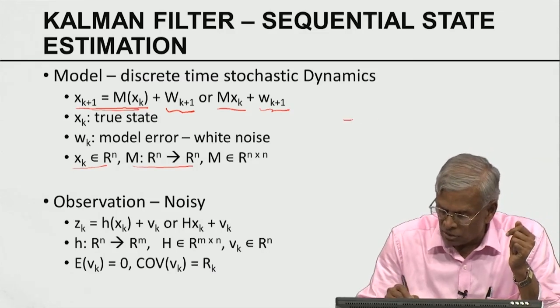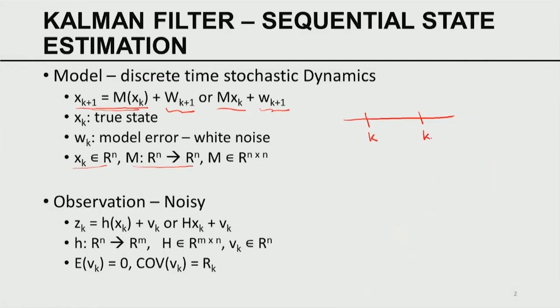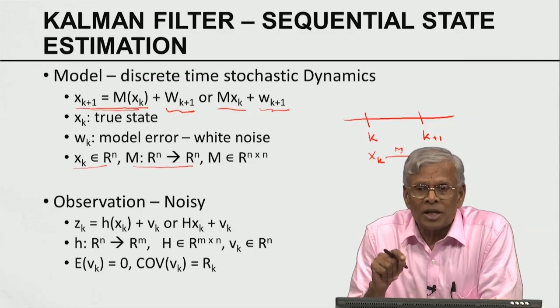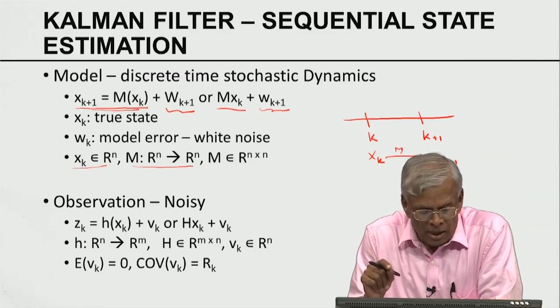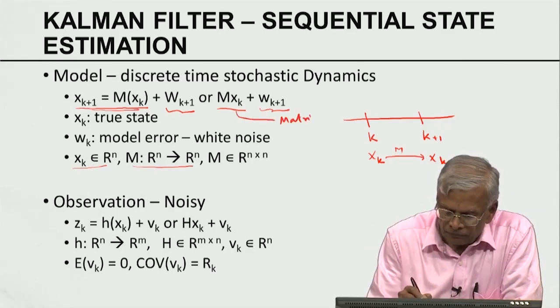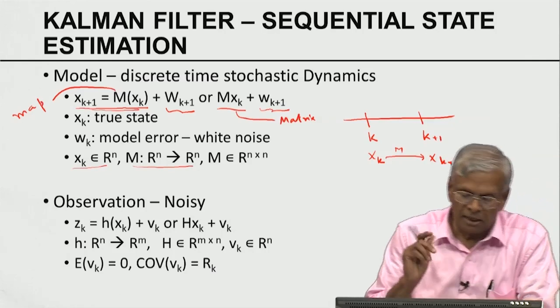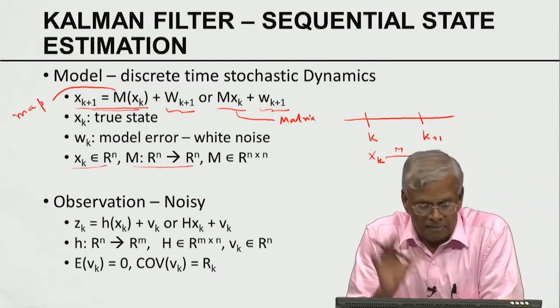Let us talk about the timing diagram, with a little bit of annotation. This is time k, this is time k plus 1. At time k, I know xk. I would like to know the state at time k plus 1. The model map maps xk to xk plus 1. So M is called the one step transition map if it is a nonlinear function. It is called the one step state transition matrix if it is a matrix. This is the matrix in the linear case. This is a map in the nonlinear case. We use the same symbol M. The context will tell whether it is a matrix or a map.